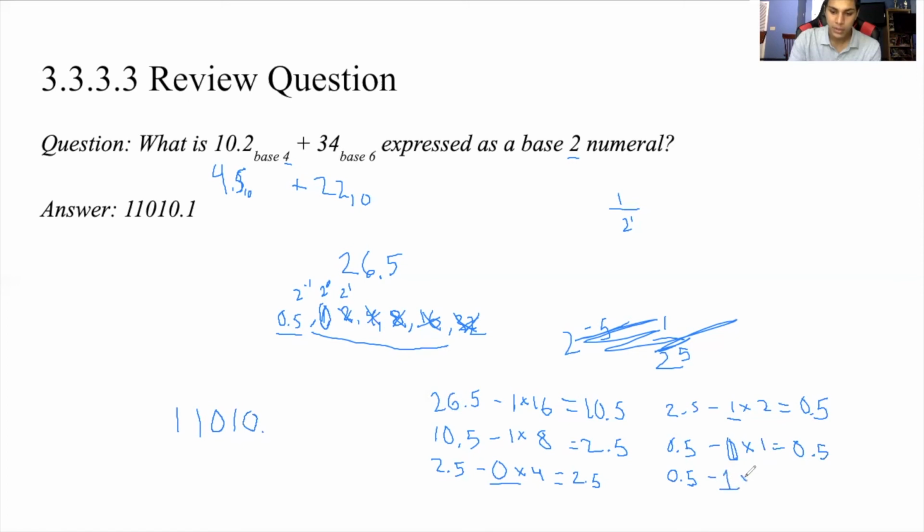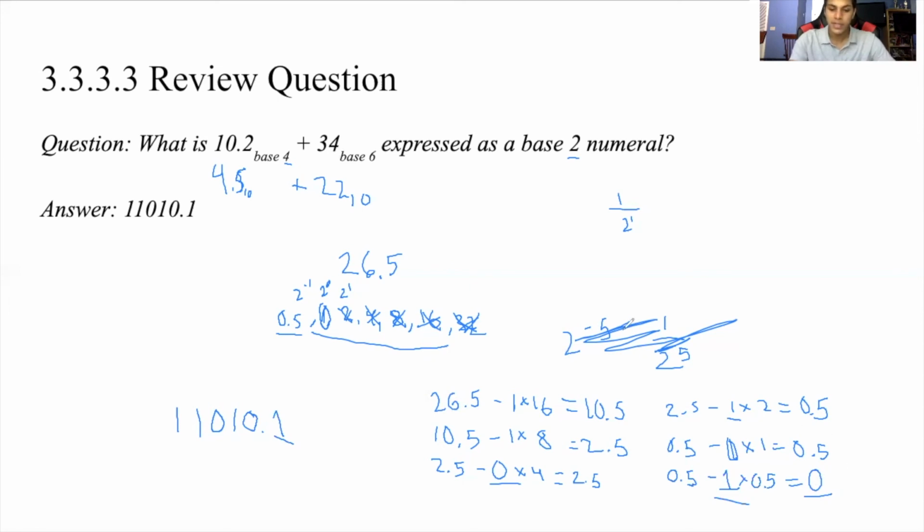So if I subtract 1 times 0.5, that leaves me with 0. And since it goes into it one time, in the 0.5's place of our base 2 numeral, we put a 1. And so now since we have 0 remaining, we can stop here. As long as you divide by a power of your base number down to that base number to the power of 0, you can stop when you have a remainder of 0.